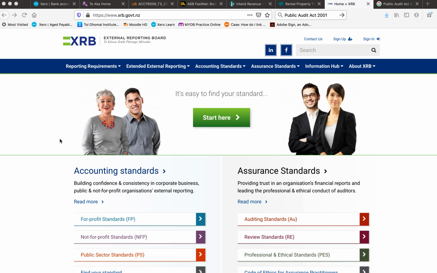Kia ora. Right, so this section I'm going to talk about now is also in the test. It's all about the accounting standards framework, the New Zealand Accounting Standards Framework.